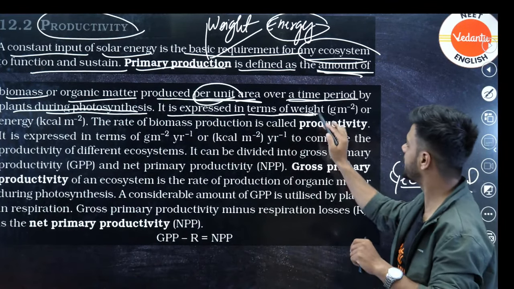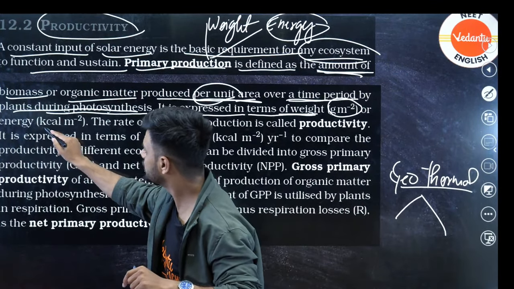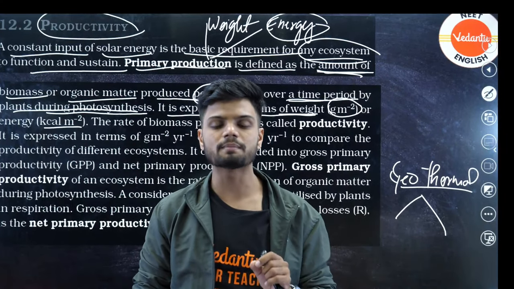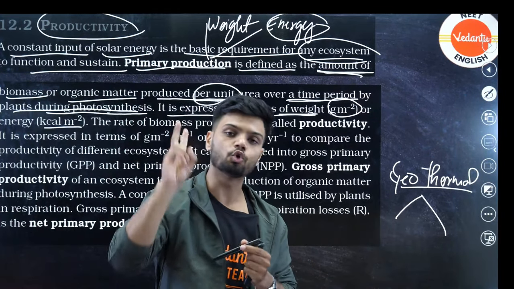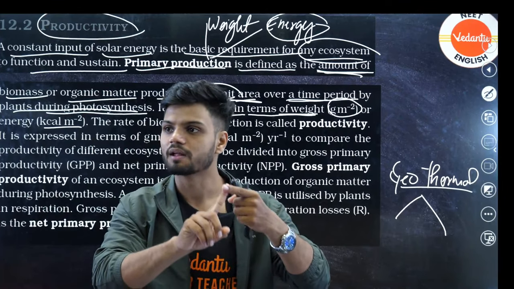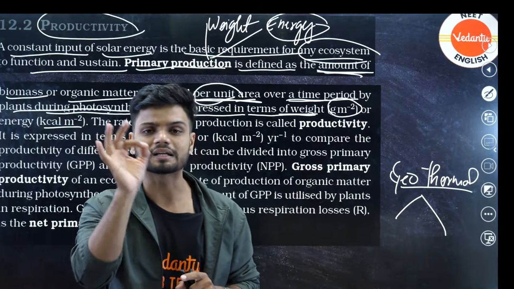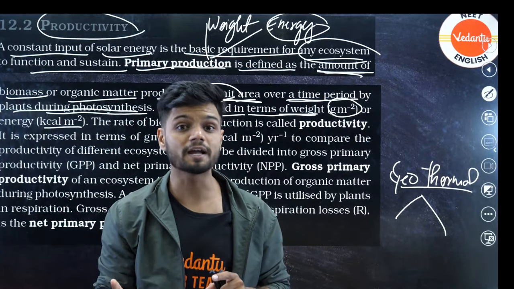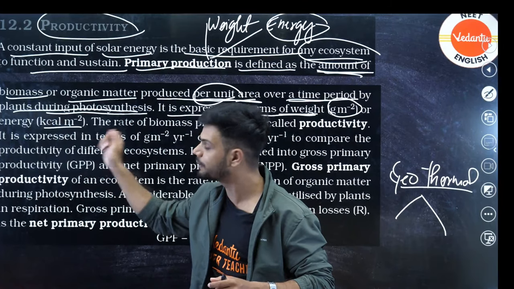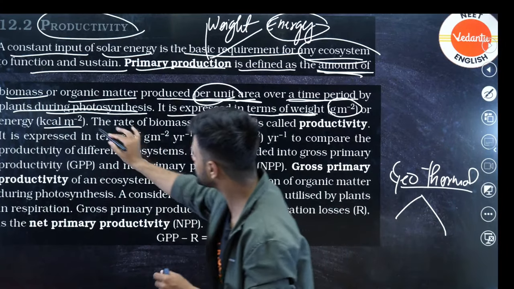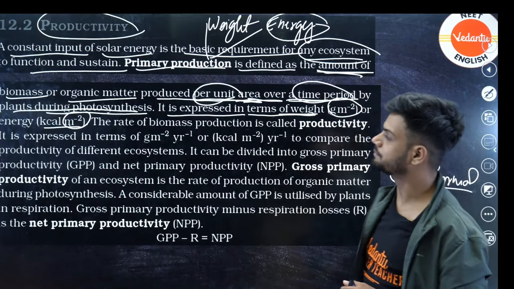It is expressed in terms of weight, that is grams per meter square, or energy, that is kilocalorie per meter square. So the primary production, how much a plant is producing, how much a plant is making glucose, can be expressed in two ways. That is weight. Repeat after me. The first one is weight. Second one is energy. Weight is expressed by gram per meter square. Energy is expressed by kilocalories per meter square. Done. Now, why is it meter square here? Because over a unit area and time period.